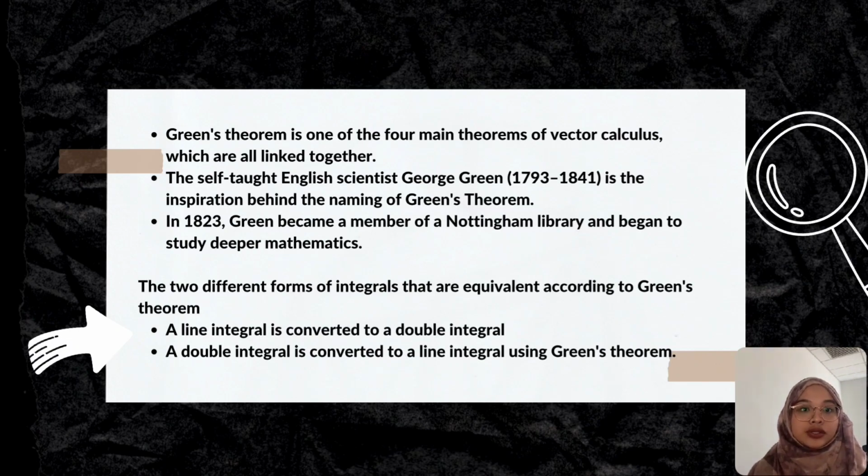Next, there are two different forms of integral that are equivalent according to Green's theorem. The first one is a line integral converted to a double integral. The second one is a double integral converted to a line integral using Green's theorem.